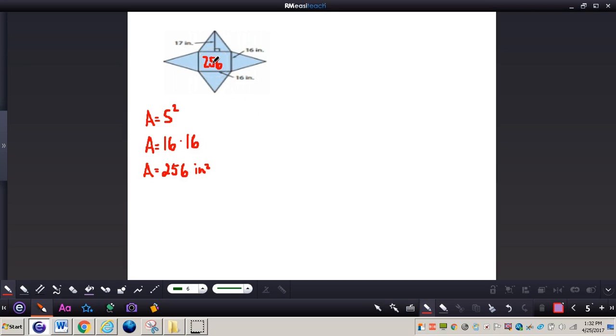Now we're not finished yet, because we have to find the area of a triangle. And then from there, we're going to multiply the area of the triangle by 4, because we have 4 different triangles. So area of a triangle: area equals 1/2 base times the height. We're going to write area equals 1/2. The base is 16, so 1/2 times 16 times the height, which is 17.